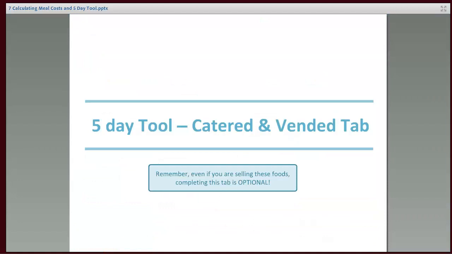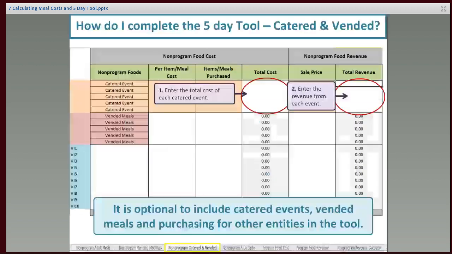The next tab is the Catered and Vended tab. So this is optional for the 5-day tool. If you're just doing a 5-day period, you're not required to include catering and vended meals in this tool. So most of the time, I would recommend not completing this, but if you're doing a lot of catering, it could help you in being in compliance.